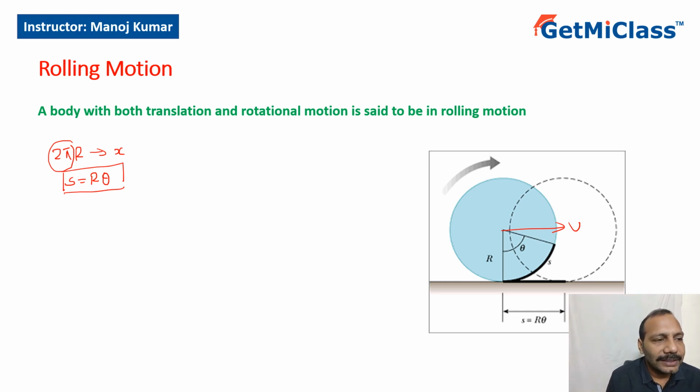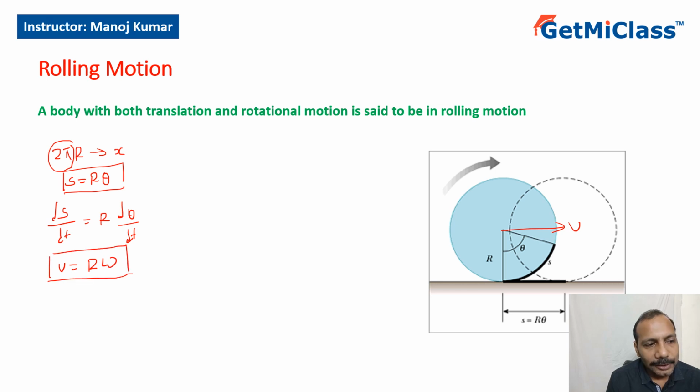So if I differentiate both sides, what would I get? ds by dt would be equal to r into d theta by dt. So we'll get v equal to r omega. So the velocity of the center of mass of the body, or the linear velocity of the body, is the radius times the angular velocity of the body. Now when this condition is satisfied, we say that the body is in pure rolling. That is, the total rotational motion is converted into linear motion, right?